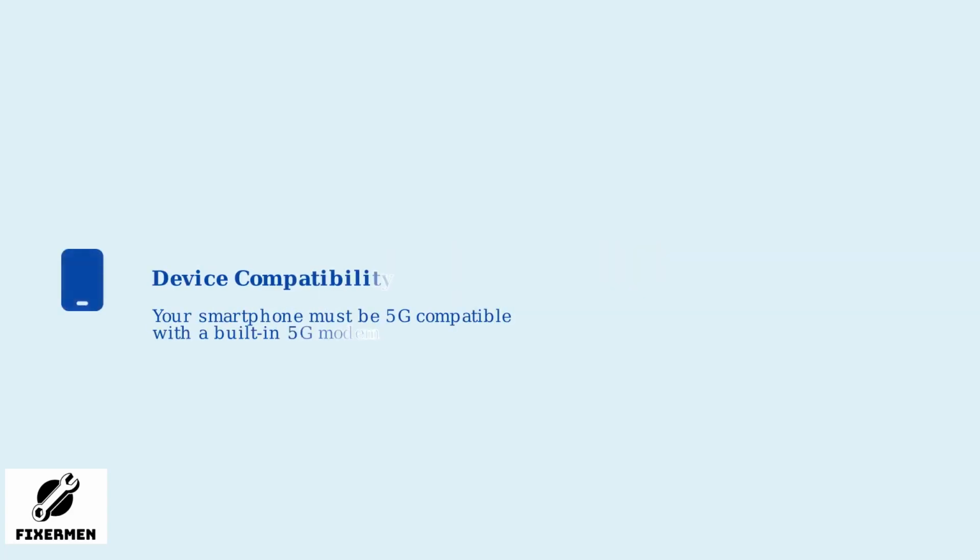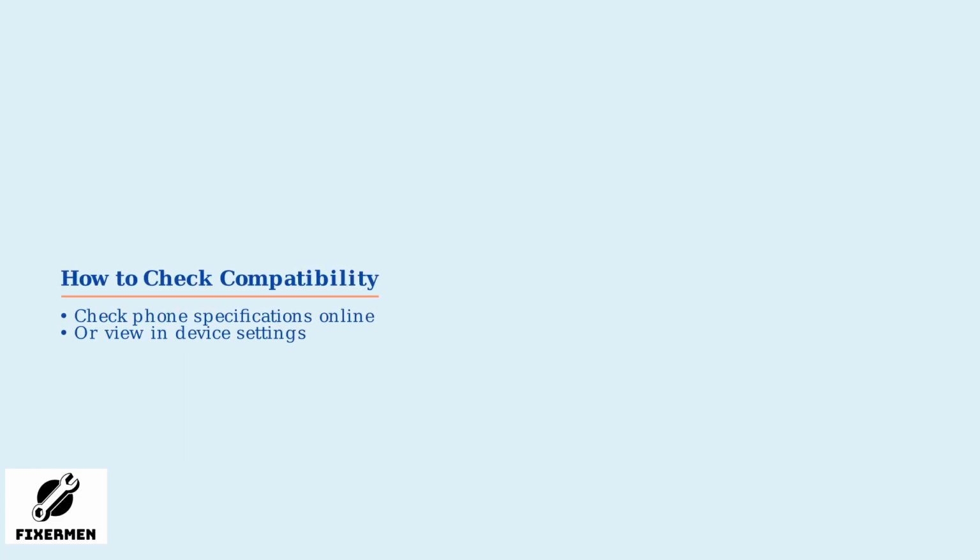First, ensure your smartphone is 5G compatible. Older phones lacking a 5G modem simply won't connect to AT&T's 5G network. Even if your phone has 5G capability, it needs to support the specific 5G frequency bands that AT&T uses in your location. To check compatibility, review your phone's specifications online at the manufacturer's website or look in your device's settings menu.